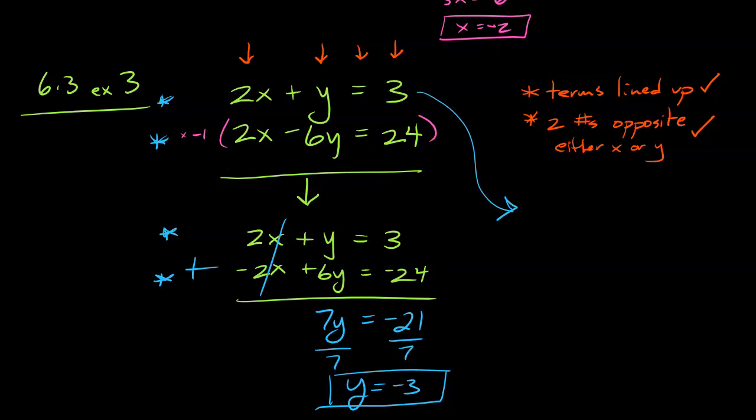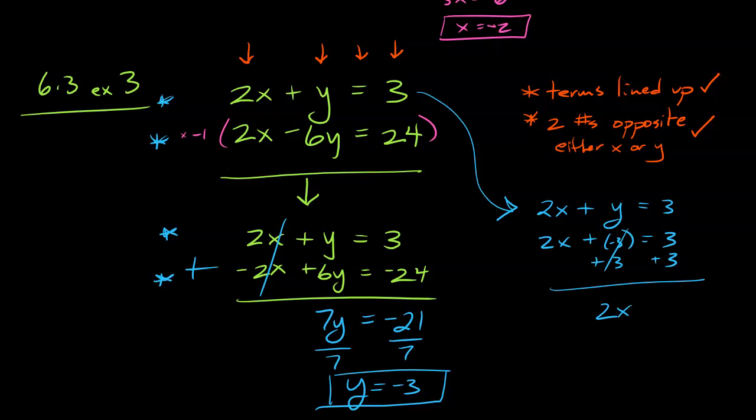I'm probably going to pick the top one because its numbers are smallest. So 2x plus y is 3. I figured out y is negative 3. So if I add 3 to both sides, that would cancel out to negative 3. And then divide by 2. I get both answers.